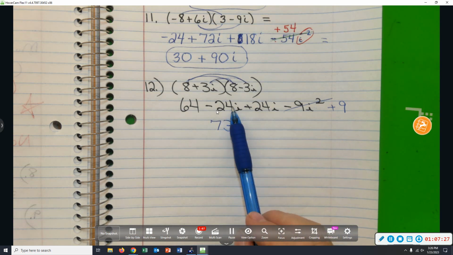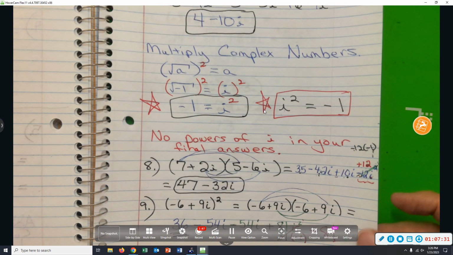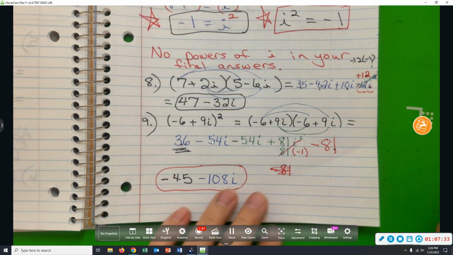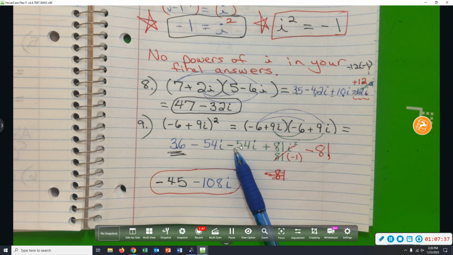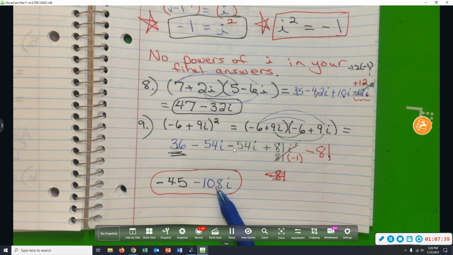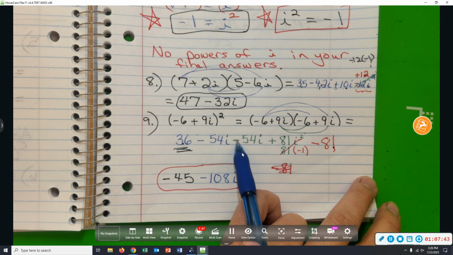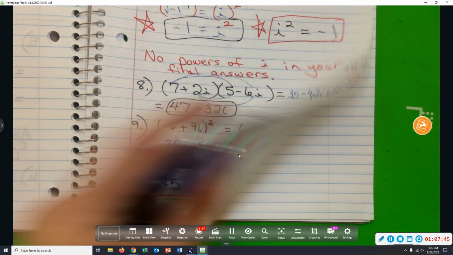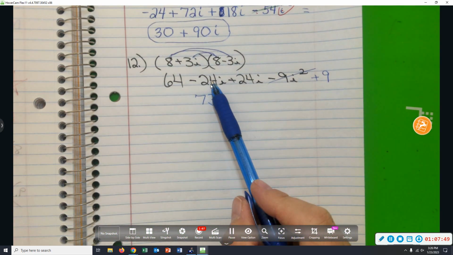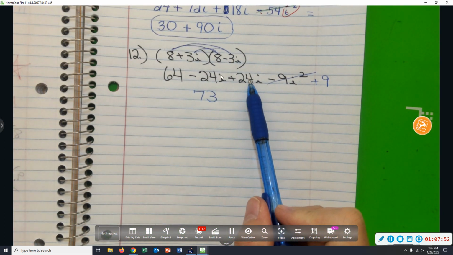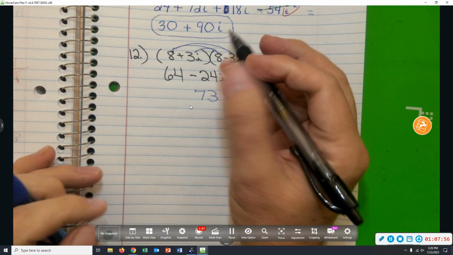Okay. Negative 24 plus 24. This is not like what happened over here. It was a negative 54i minus 54i. That gave us a negative 108i. There the signs were the same when we were squaring that binomial. Here the signs are the opposite. Negative 24 plus 24, that's 0. You have 0 i's in your final answer.